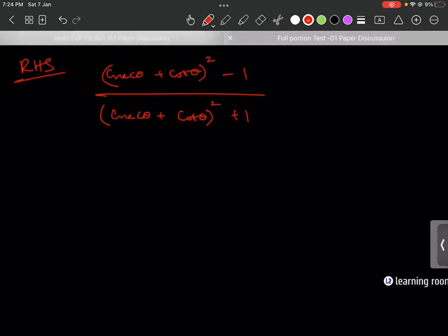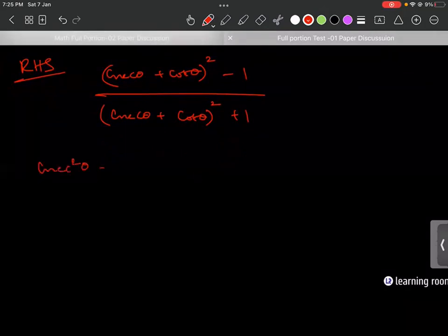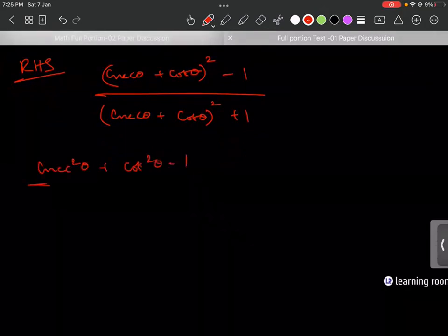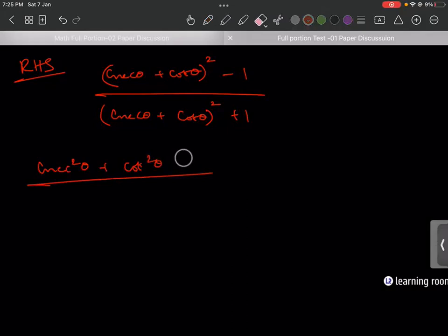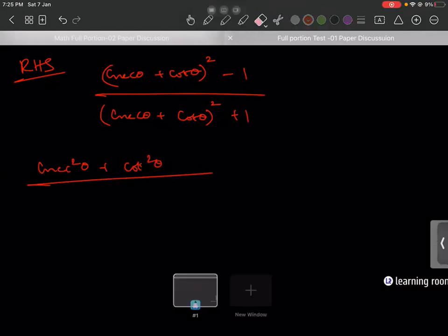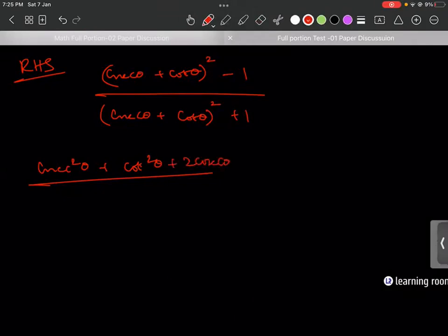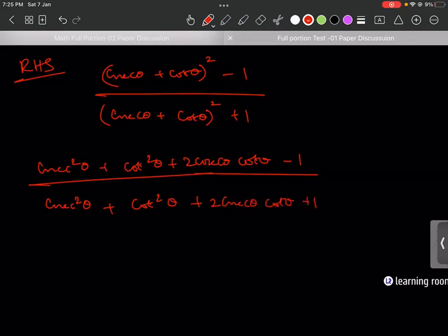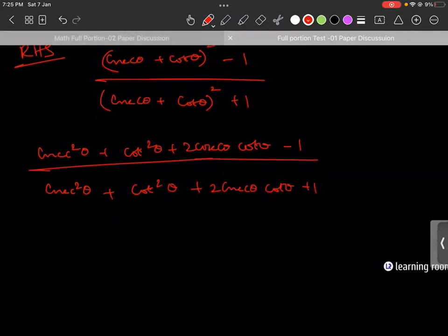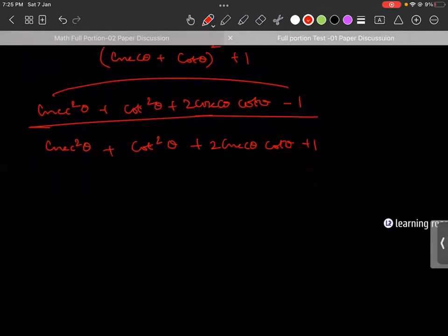If I square it, what will I get? Cosecant square theta plus cot square theta minus 1. I'm missing something: plus 2 cosecant theta cot theta, minus 1, the whole divided by cosecant square theta plus cot square theta plus 2 cosecant theta cot theta plus 1. So what is cosecant square theta minus 1? Cot square theta.